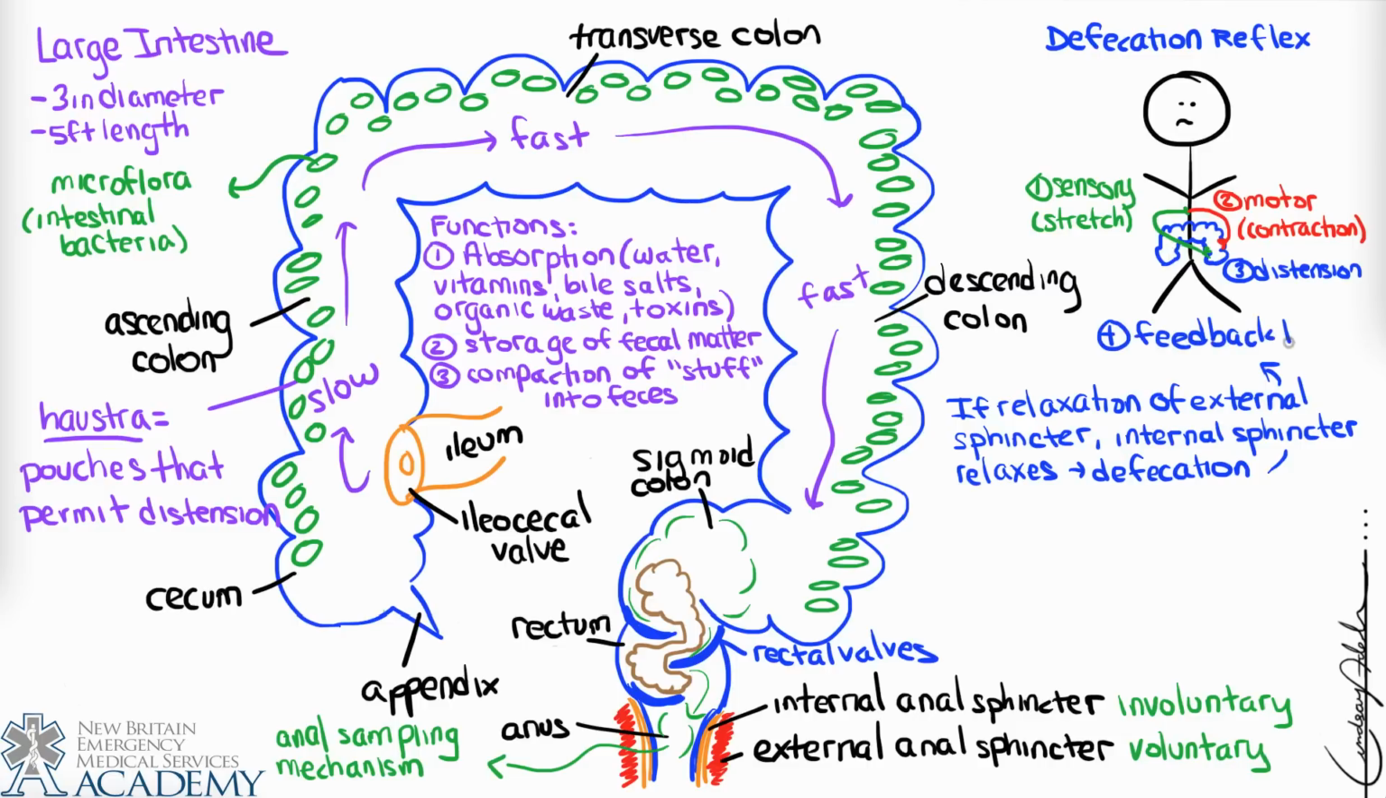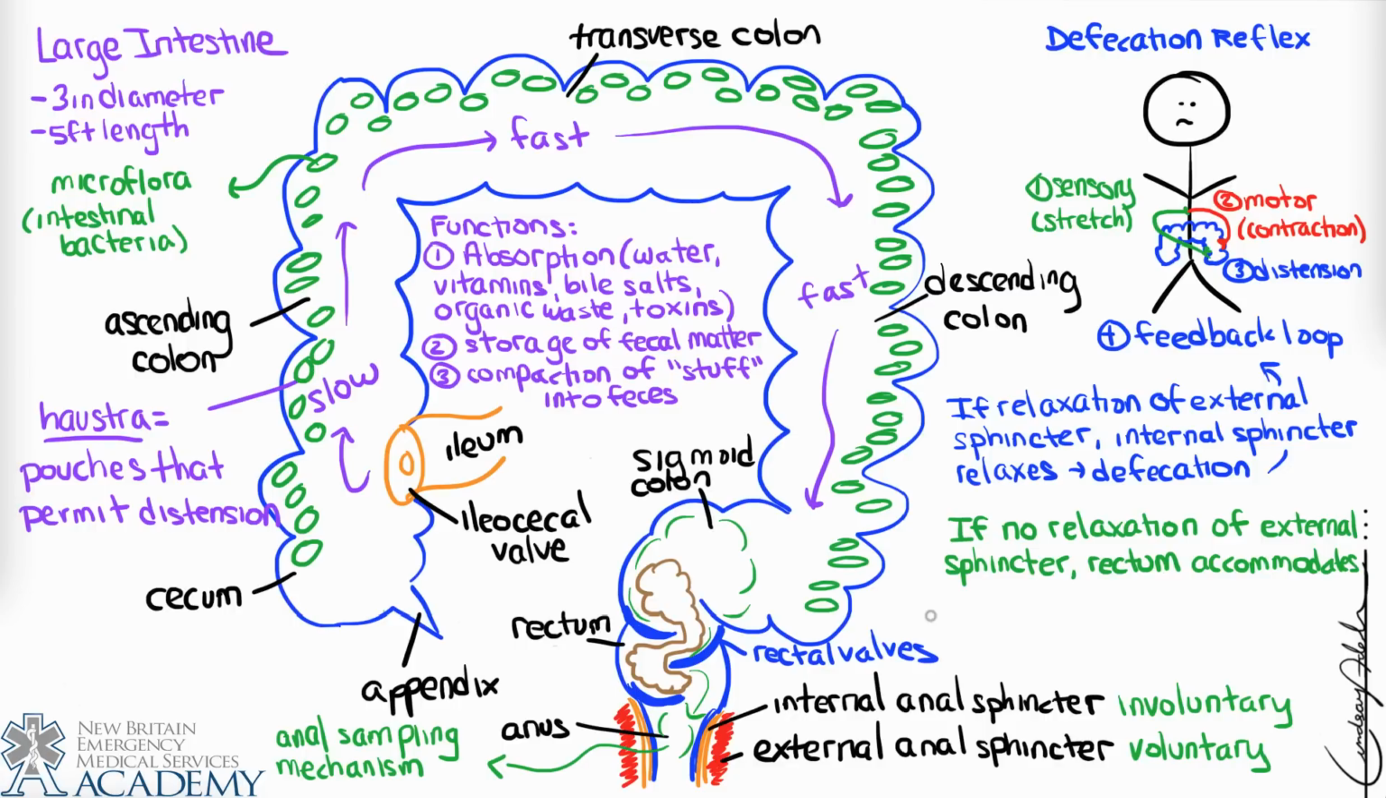But conversely, if we don't have relaxation of the external anal sphincter, so the anal sampling mechanism says, this is not a good time, then instead, the rectum will actually accommodate the increase in stretch. And so eventually the internal anal sphincter will contract again, and so it'll actually prevent unexpected or untimely excretion of fecal matter. So that actually covers our explanation of the large intestine and the defecation reflex.